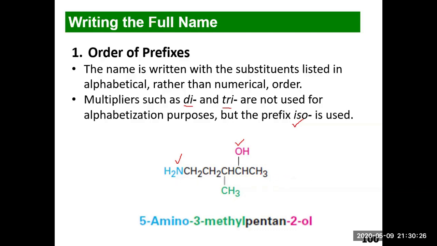Now, in choosing the parent chain, the rule that we follow is that we have to choose the longest chain that contains most of the principal groups. And in this case, this will be the parent chain. So I will number on this carbon atom because this side is nearer to the hydroxyl functional group, which is the priority group. So this one is carbon 1, this becomes carbon 2, carbon 3, carbon 4, and carbon 5. So at carbon 2, we have the hydroxy group, and the suffix that we use is pentan-2-ol.